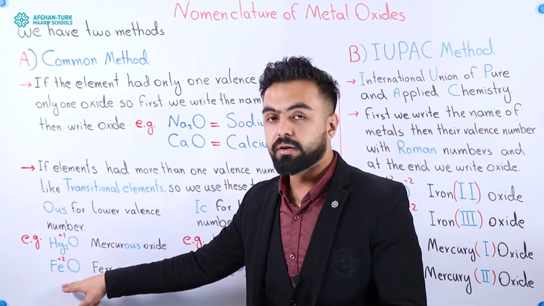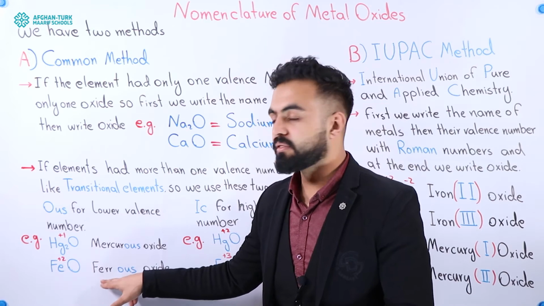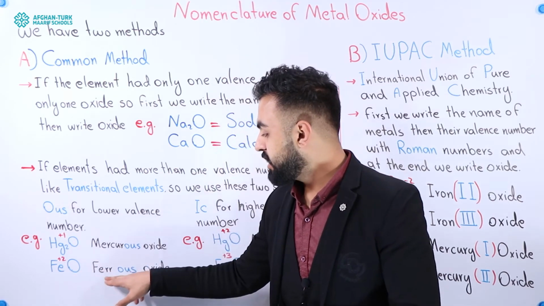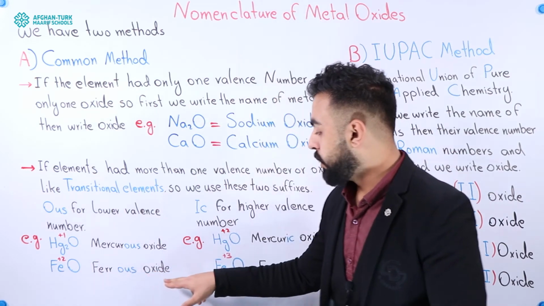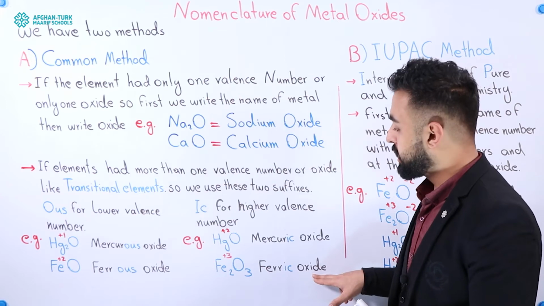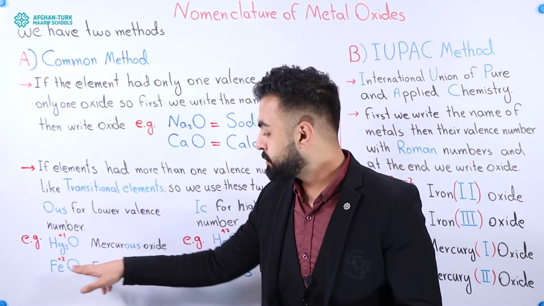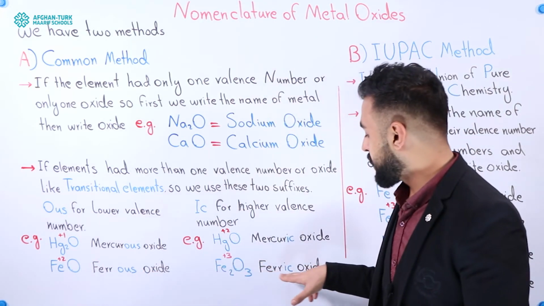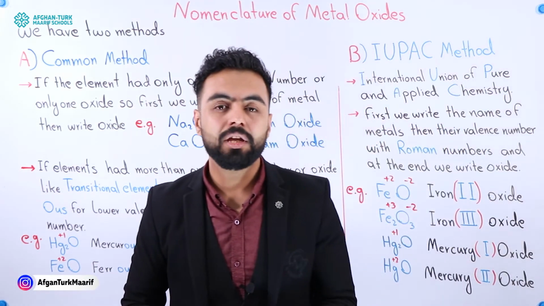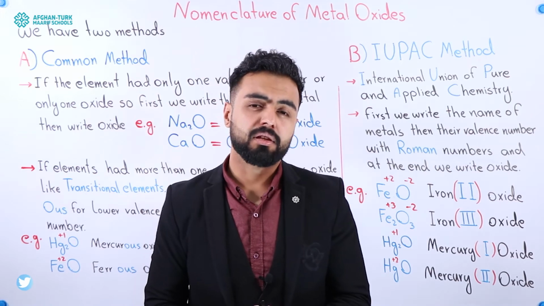The same for iron, whose actual name is ferrium. But here we use ferrous oxide or ferric oxide. For the lower valence number, we use OUS, and for the higher one, we use IC. So that is how we name them in the common method.